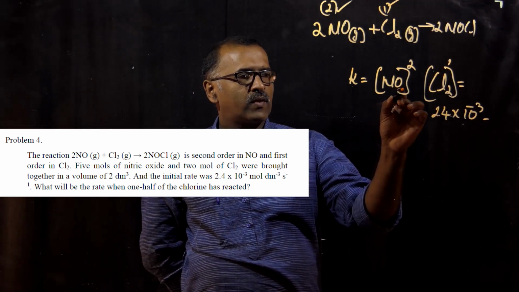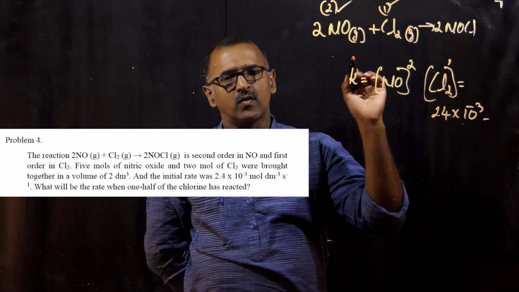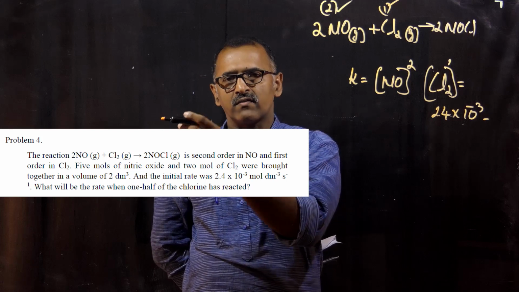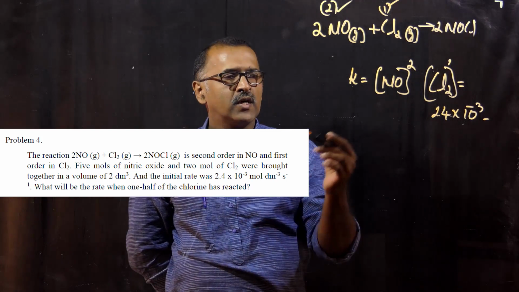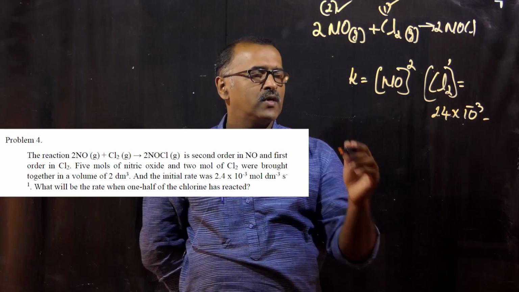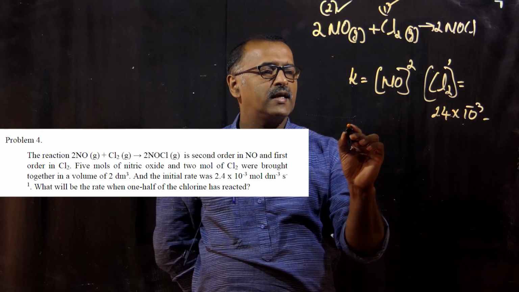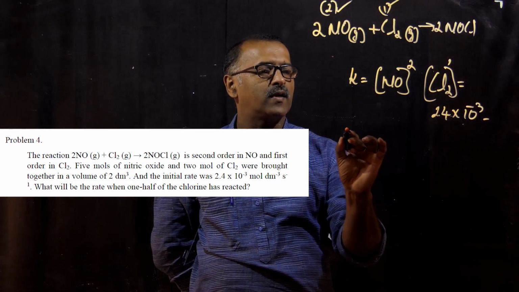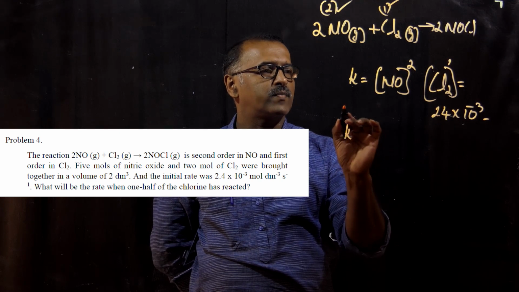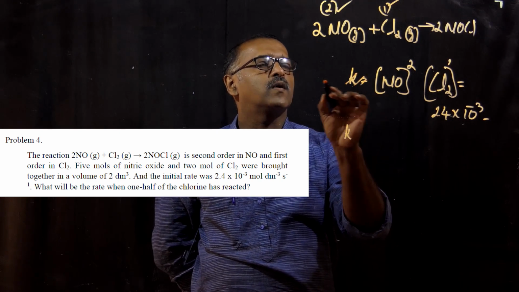Now, what will be the concentration of NO and Cl2? It is given in moles, so we have to convert to moles per dm cube. The volume is 2 dm cube. That means at the initial level, or in the first experiment, we can write it as... sorry, there is a mistake here.